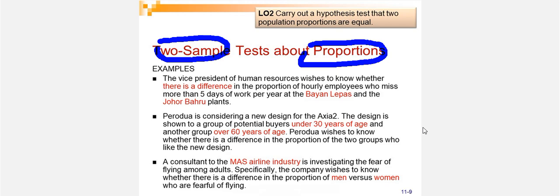Product is considering a new design for the Asia 2. The design is shown to a group of potential buyers under 30 years of age and another group over 60 years of age. Rodo wishes to know whether there is a difference in the proportion of the two groups who like the new design. A consultant to the mass airline industry is investigating the fear of flying among adults. Specifically, the company wishes to know whether there is a difference in the proportion of men versus women who are fearful of flying. Okay, thank you Nur Mahirah.